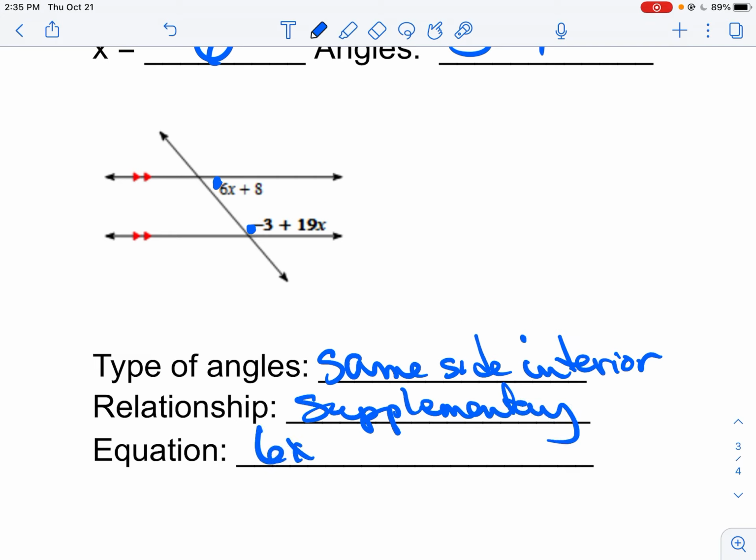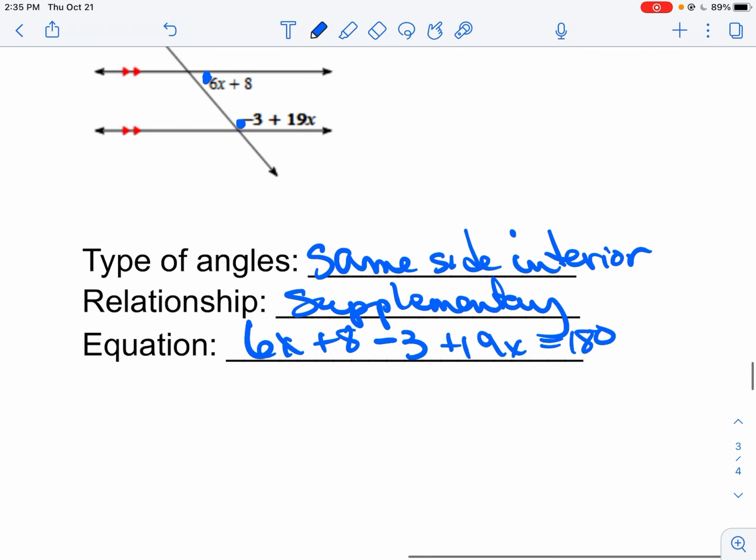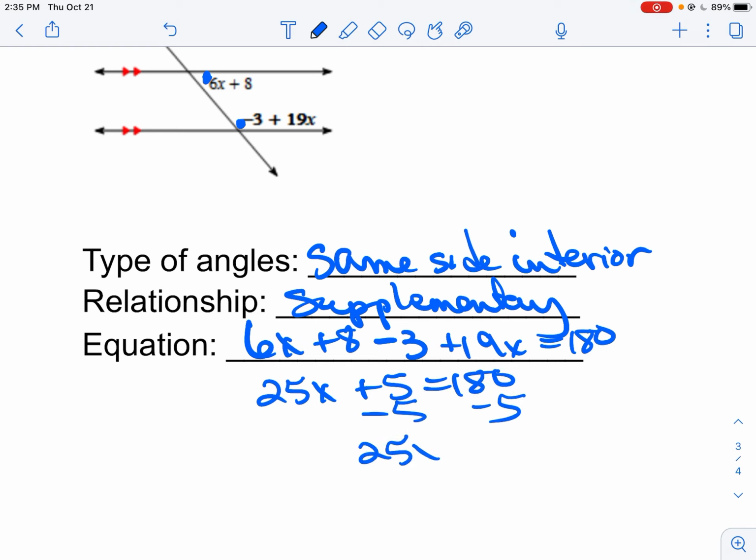So let's solve that, or let's set it up. It's not going to be plus, it's actually going to be minus because it says -3 plus 19x equals 180. Okay, so it's going to give me 25x plus 5 equals 180. Subtract 5. 25x equals 175. Divide by 25 and x equals 7.